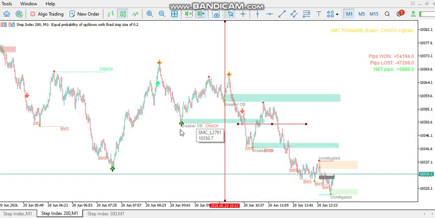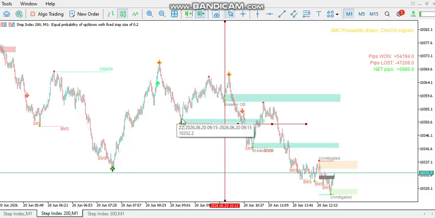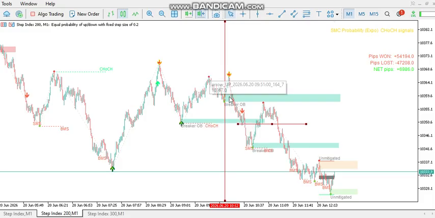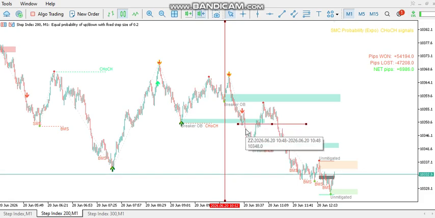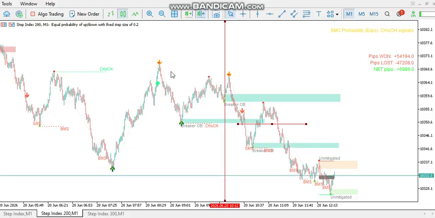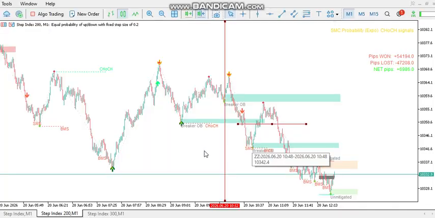Like what happened here, you can see this is where our breaker OB is shown. The market reversed a little bit, then came back to that same zone, then this level will be our downtrend level, because we are dealing with a downtrend. So that is very simple.